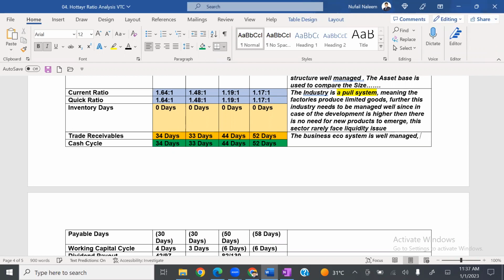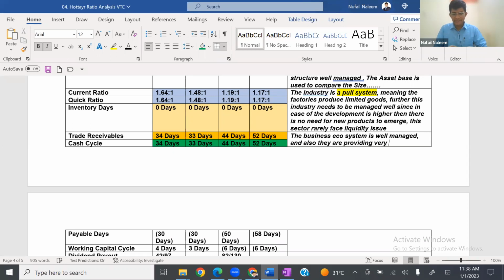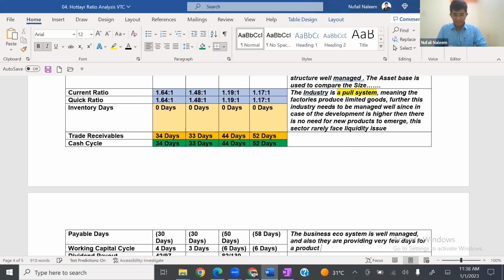And also, they are only providing very few days of credit for a product which has 10 years of usage. Are you understanding that point of view?